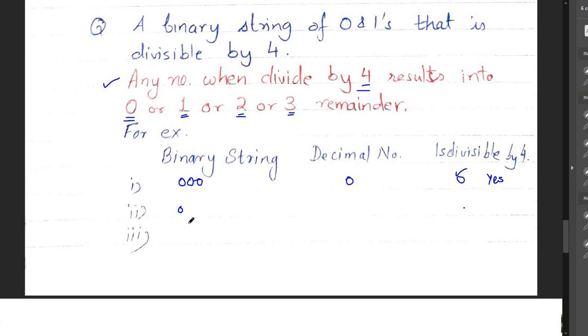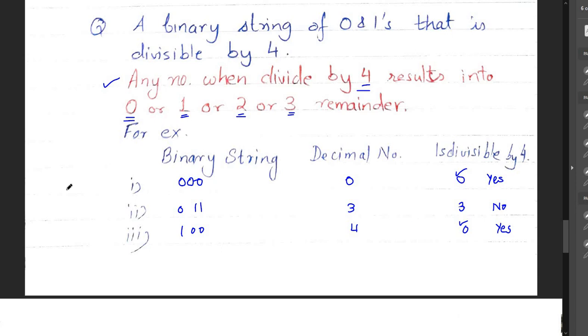Let's consider 0, 1, 1. The decimal equivalent is 3, and we see that it is not divisible by 4. The remainder is 3. Let's talk about 1, 0, 0, which is 4, right? And yes, it is divisible by 4. So that's what we want to discuss over here. Now let us try to understand how it happens.